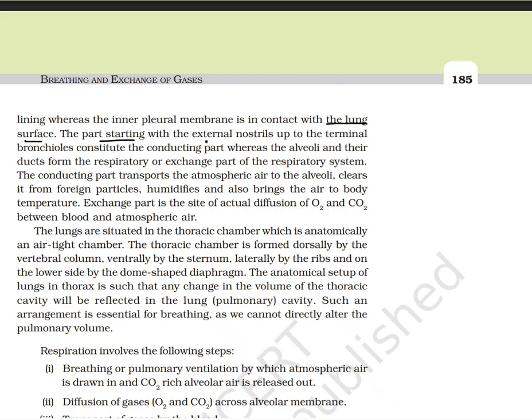The part starting with the external nostrils up to the terminal bronchioles constitutes the conducting part, whereas the alveoli and their ducts form the respiratory or exchange part of the respiratory system. The conducting part transports the atmospheric air to the alveoli, clears it from foreign particles, humidifies it and also brings the air to body temperature. The exchange part is the site of actual diffusion of oxygen and carbon dioxide between blood and the atmospheric air.